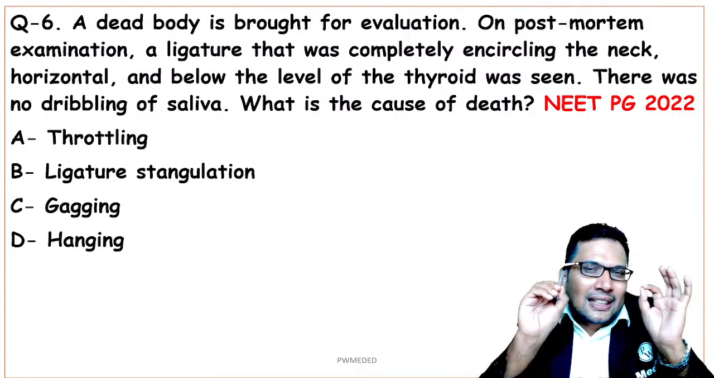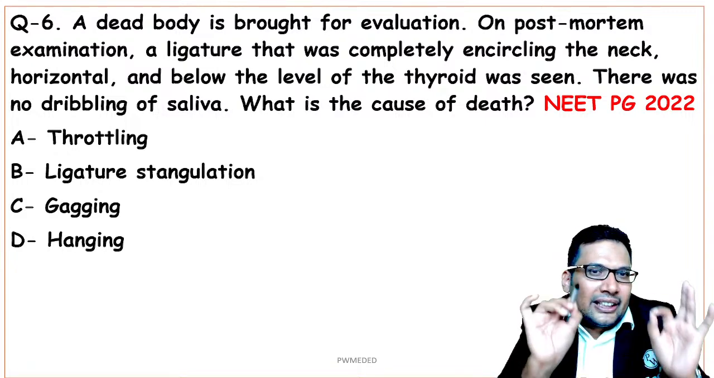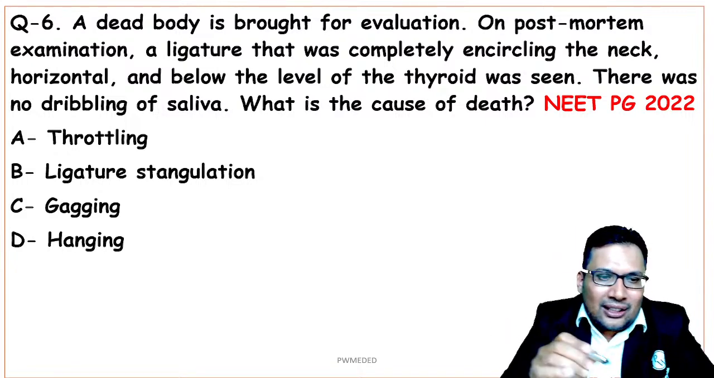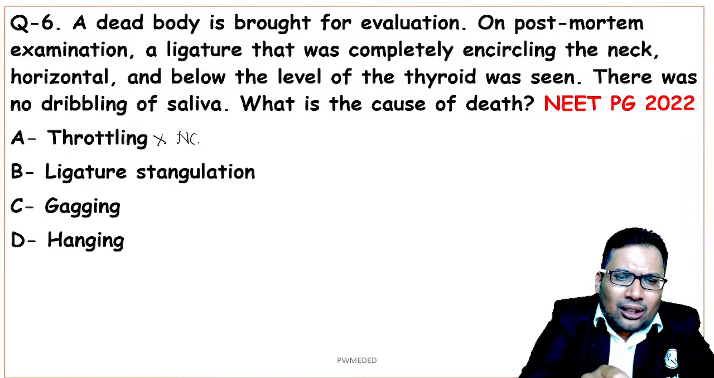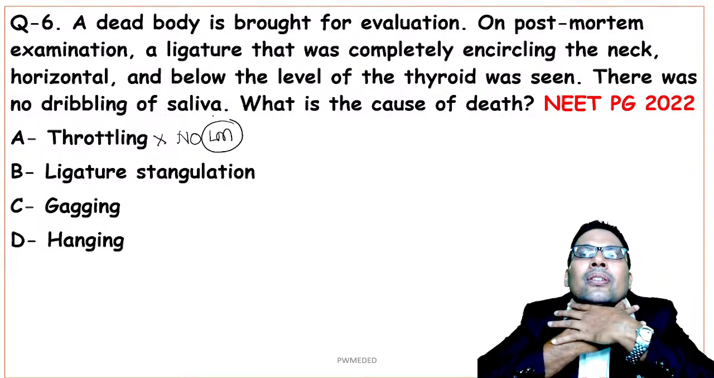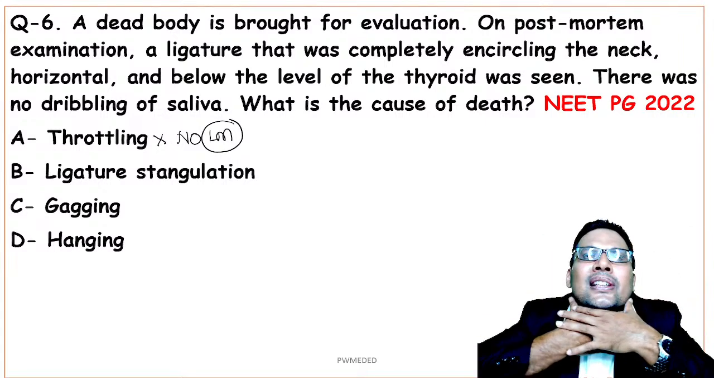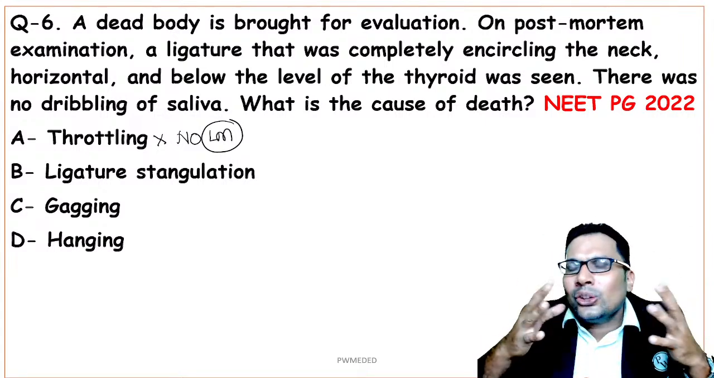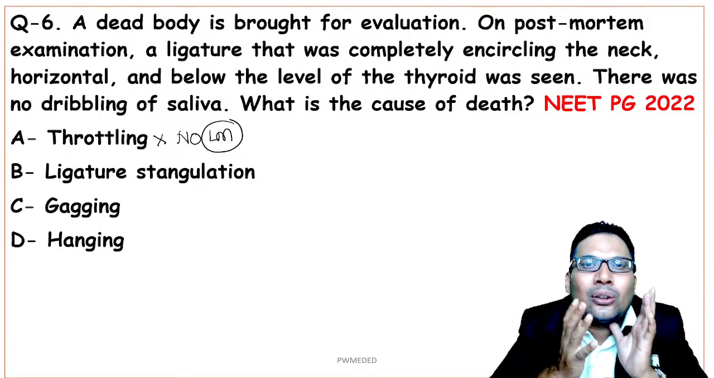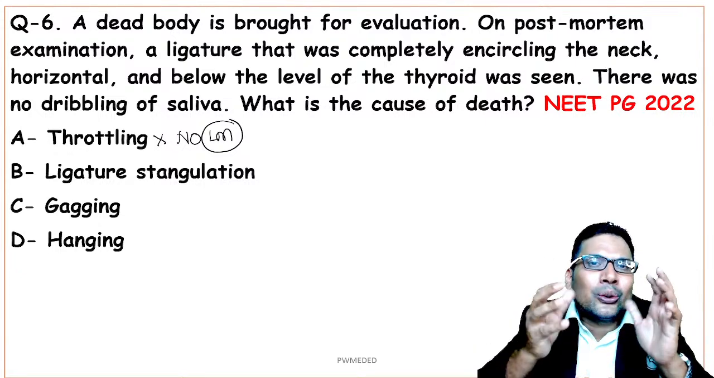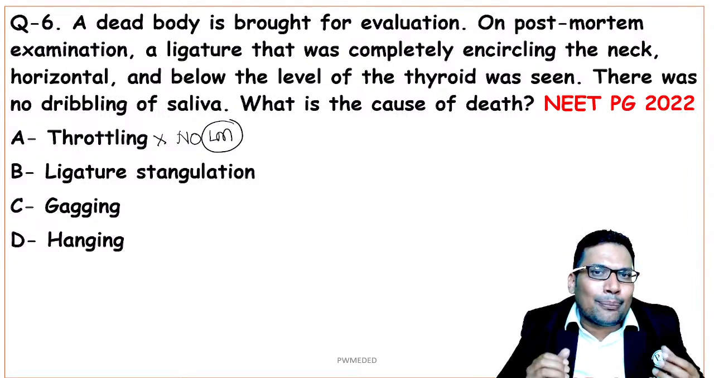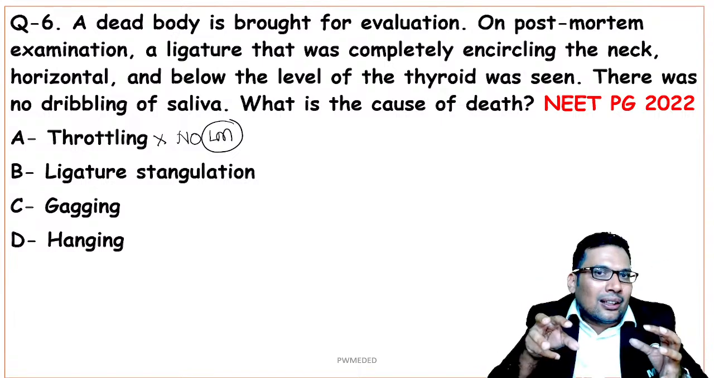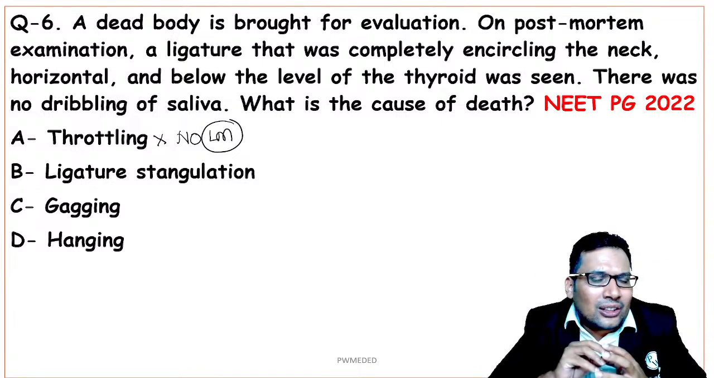See, this is the classical case of ligature strangulation. It is not throttling. Why not throttling? In throttling, there will be no ligature mark. One point clear: in throttling, you will see the sixpenny bruises. There is no ligature mark in case of throttling. Sixpenny bruises are small round bruises around the neck, seen in case of throttling. Here sixpenny bruise is not given.